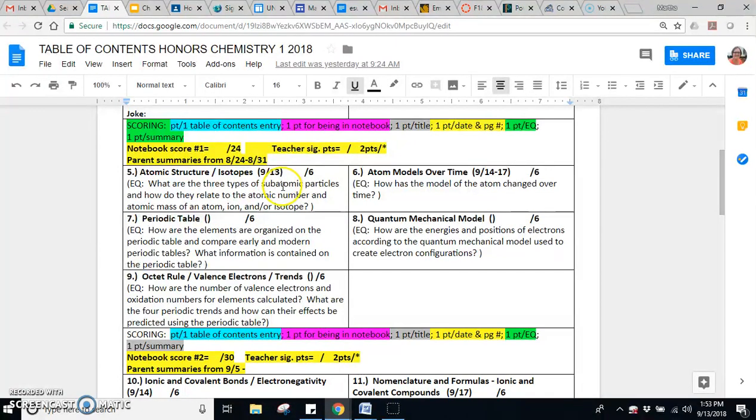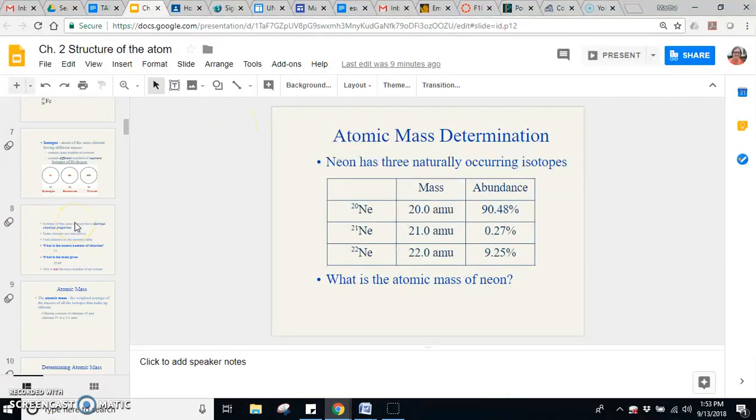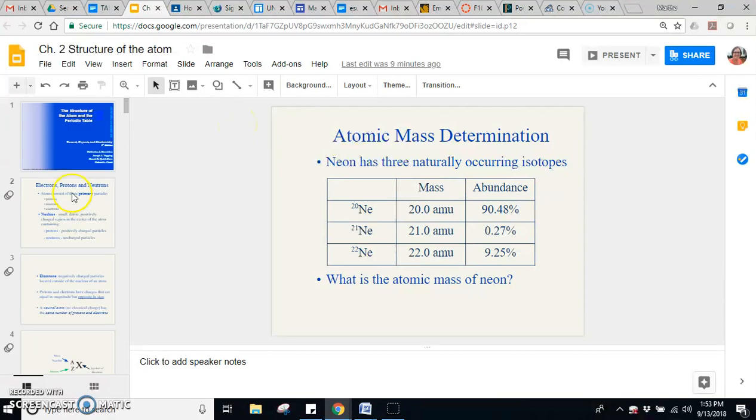Not only what are the three types of subatomic particles, but how do you determine the atomic number and the atomic mass for an atom, an ion, and an isotope? And hopefully by the end of this discussion, you'll be able to answer that. So I'm going to go ahead and switch over here and get started on our PowerPoint. So like I said, we're going to go through slides 1 through 12.